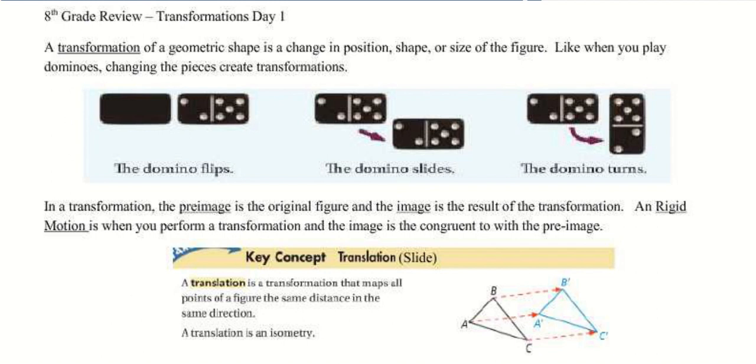So, for instance, if we take dominoes here, we could flip the domino over, which would be an example of a reflection. We could slide the domino without turning it at all over to the side, which would be an example of a translation. Or I could turn the domino, which would be an example of a rotation. The other example that's not on here would be if you could take a picture of the domino and make it bigger, which would be a dilation.